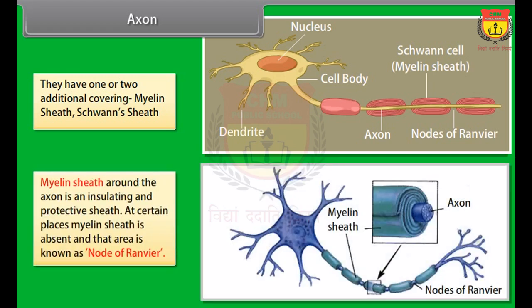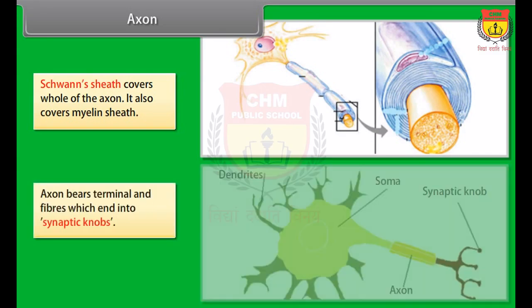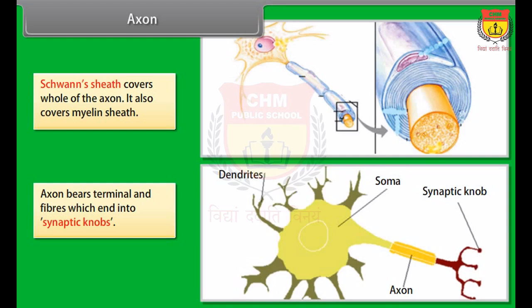Myelin sheath around the axon is an insulating and protective sheath. At certain places, the myelin sheath is absent, and that area is known as node of Ranvier. Schwann sheath covers the whole of the axon. It also covers the myelin sheath. The axon bears terminal fibers which end in synaptic knobs.